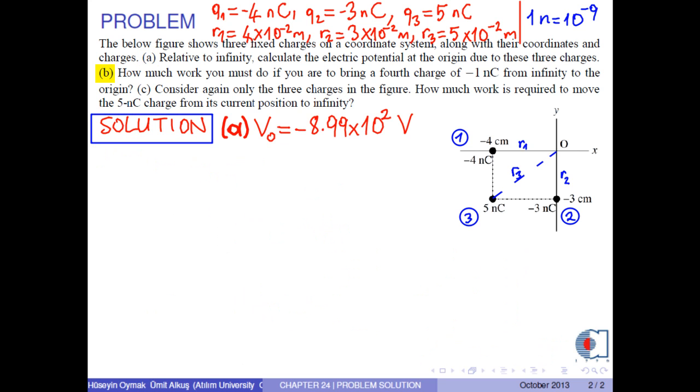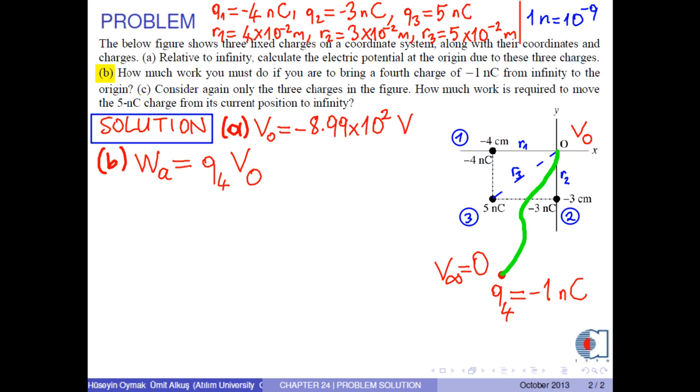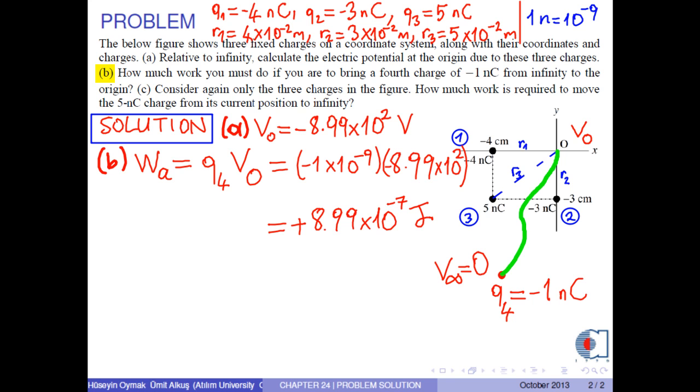B. How much work must you do if you are to bring a fourth charge of negative 1 nanocoulomb from infinity to the origin? At infinity, the electric potential is 0. So the work you must do to bring Q4 from infinity to the origin is Q4 times VO. With the numerical values, we obtain the work as positive 8.99 times 10 to negative 7 joules.